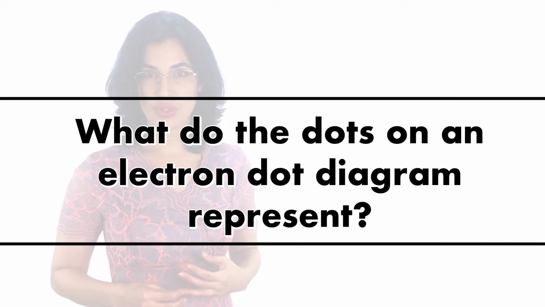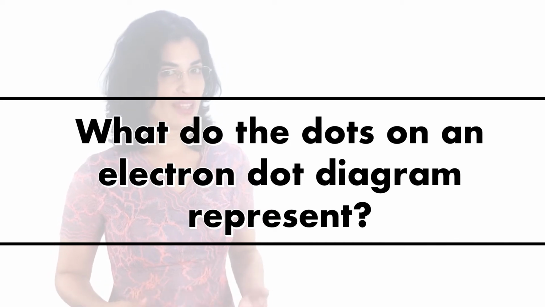What do the dots on an electron dot diagram represent? They represent the valence electrons. In 1916, a chemist named Gilbert Lewis developed a method to show an element's valence electrons. He developed the Electron Dot Diagram, a model that represents valence electrons in an atom as dots around the element's chemical symbol. Electron dot diagrams can help you predict how an atom will bond with other atoms.